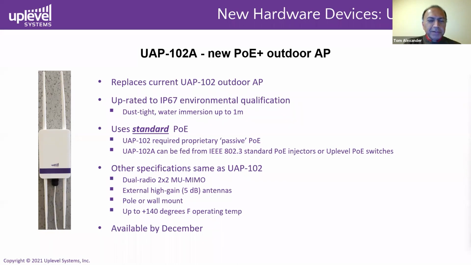All of the other specs are the same as the existing outdoor AP. It's got the same 2x2 MU-MIMO, 140-degree operating temperature, etc. We have this running today, and it's part of the release. The AP itself will be available very soon. All we're doing is taking care of some industrial stuff in there and making sure that we have the stock to ship it. So all of that is in there.